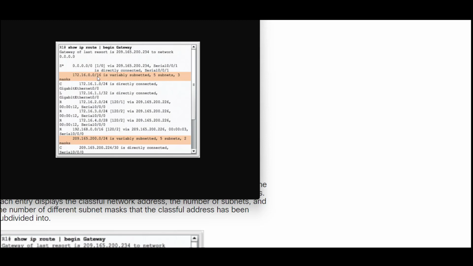Okay, class B with subnet mask 16 and variably subnetted. Variably subnetted means 5 different subnets. You can see 5 different subnets they make here: 1, 2, 3, 4, 5. So 5 different subnets they make here: 172.16.1.0, 172.16.2.0, 172.16.3.0, 172.16.4.0. So they made 5 subnets in this particular network.